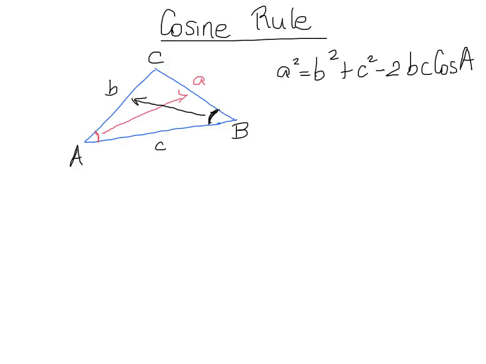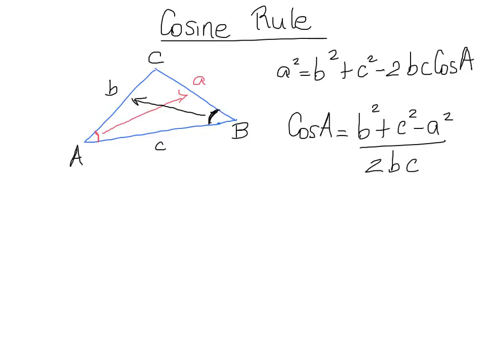Now, we could rearrange this formula a bit to help us more if we're looking for an angle. If we're looking for an angle, the version of the cosine rule that we would want to use is that the cosine of our angle A is equal to b squared plus c squared minus a squared, over 2bc.